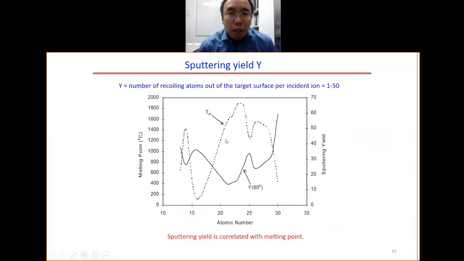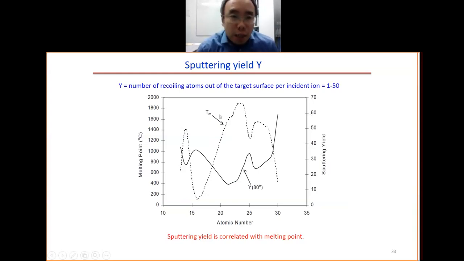Here is the sputtering yield. The sputtering yield is defined as the number of kicked out atoms per incident ion. Usually it's 1 to 50. That means one argon comes in, you get 1 to 50 atoms kicked out. But this one should be for a heavier ion. For the case of gallium, I think the sputtering yield will not be that high.